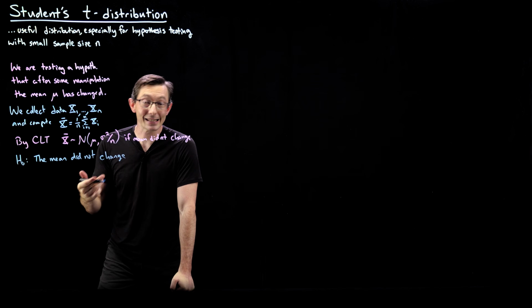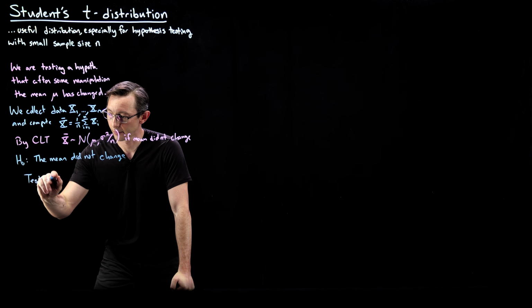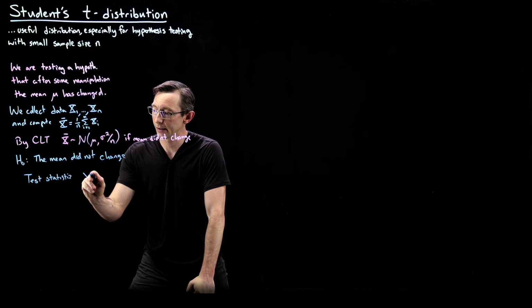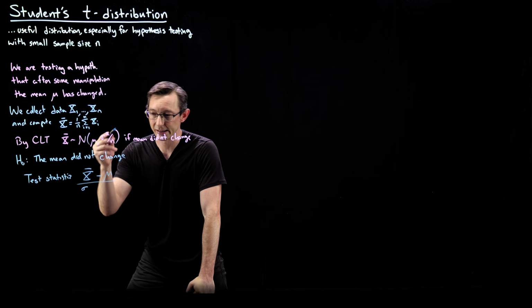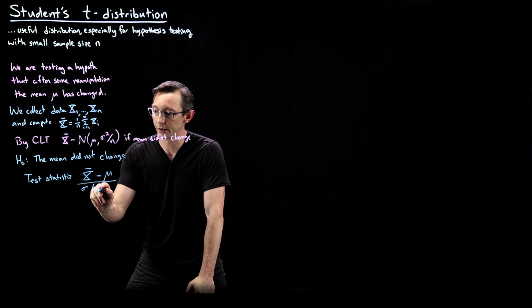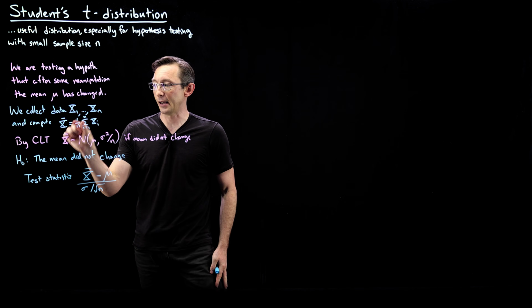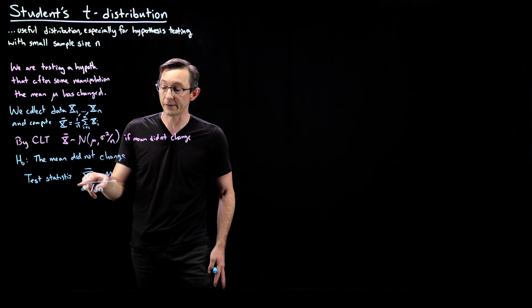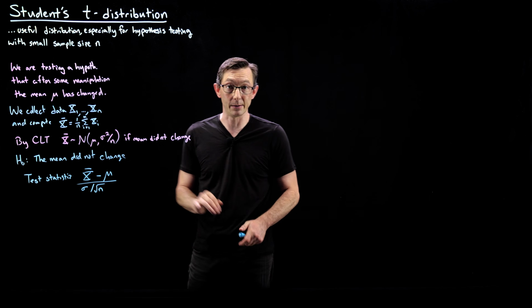And so we set up a test statistic. The test statistic for this hypothesis is x bar minus mu divided by the standard error, sigma over root n. This should be just a complete recap for you. We take this new sample mean, subtract off the old mean, and divide by the old standard deviation divided by the root of our sample size.